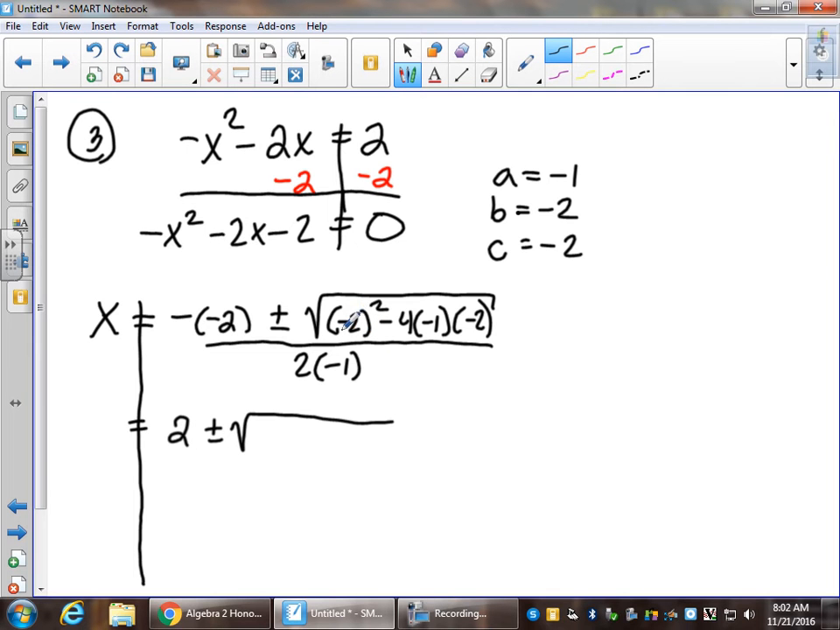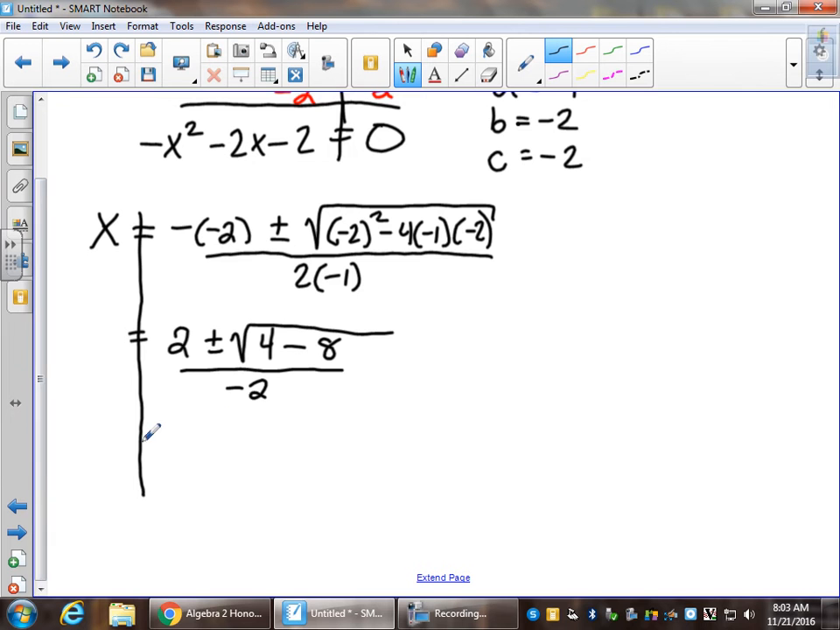Because -2 all squared is a +4. I have 3 negatives, which I know will produce a negative because negative times negative is a positive, times one more negative is negative. So now 4 times 2 is just 8. All divided by negative 2. This gets 2 plus or minus.